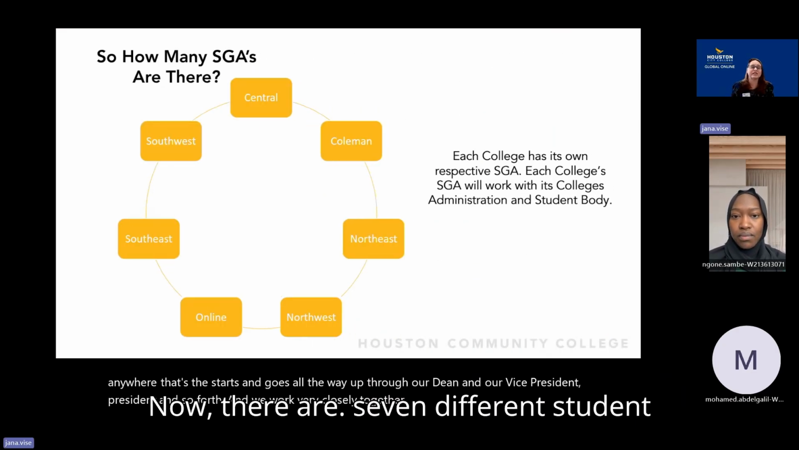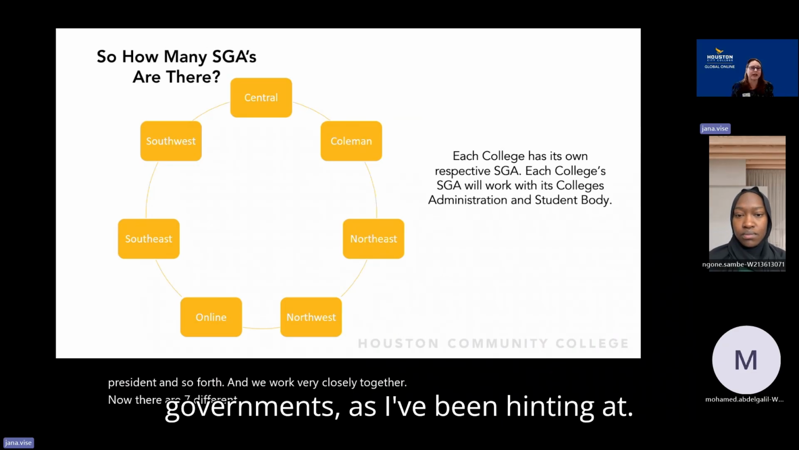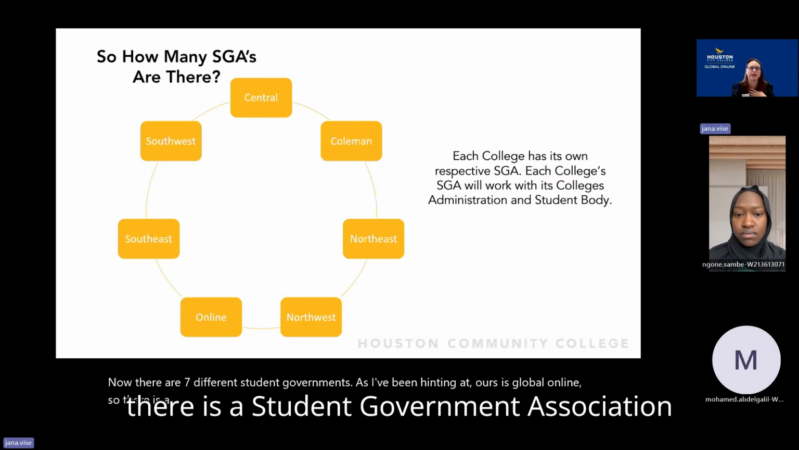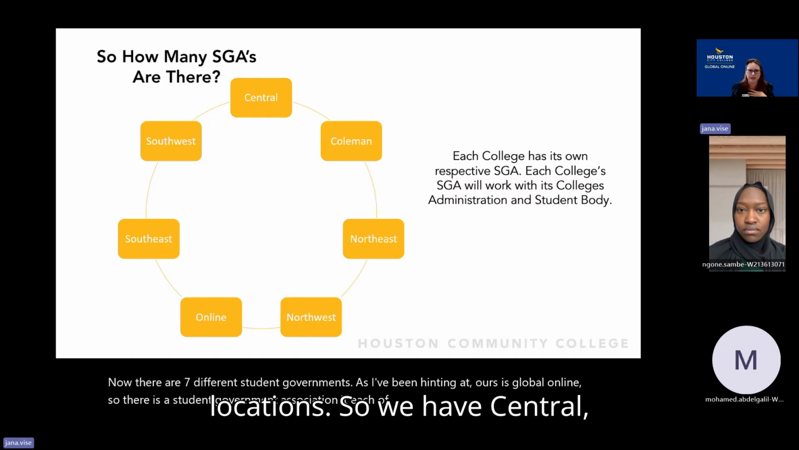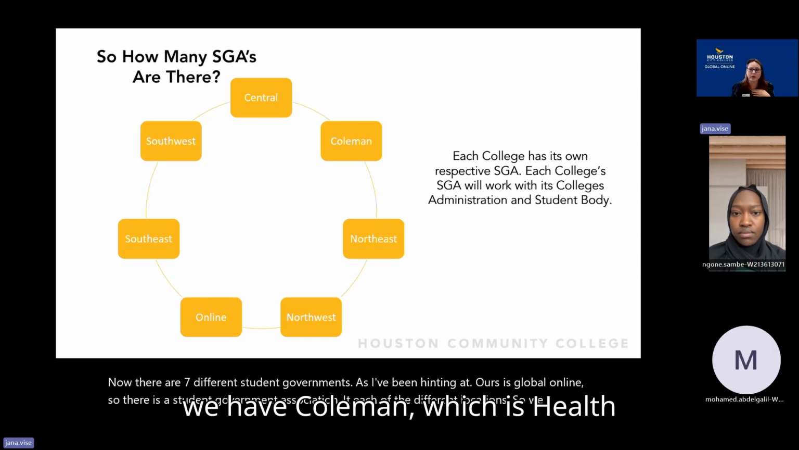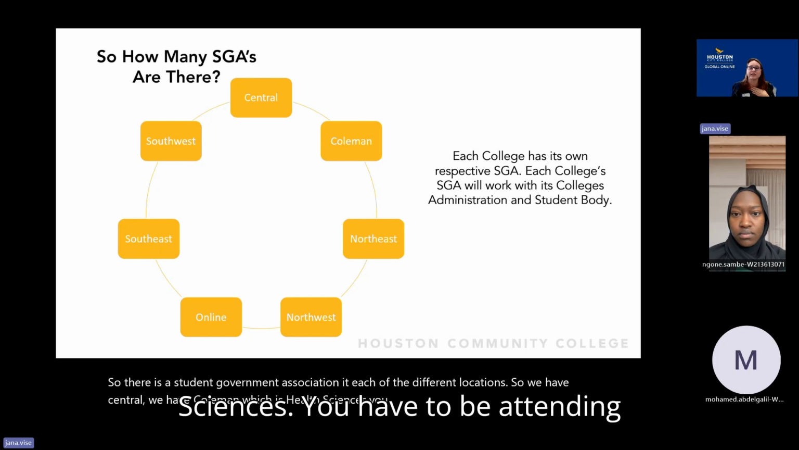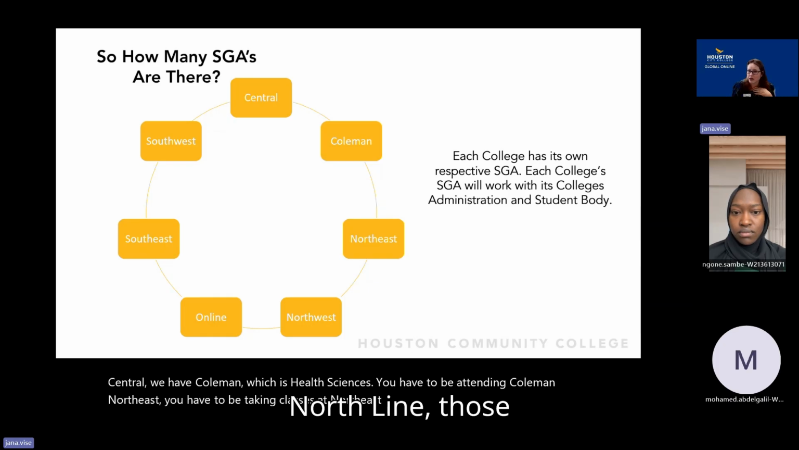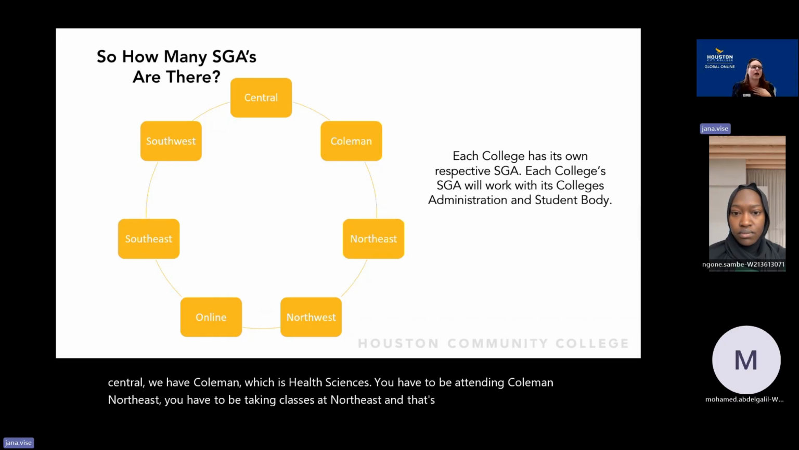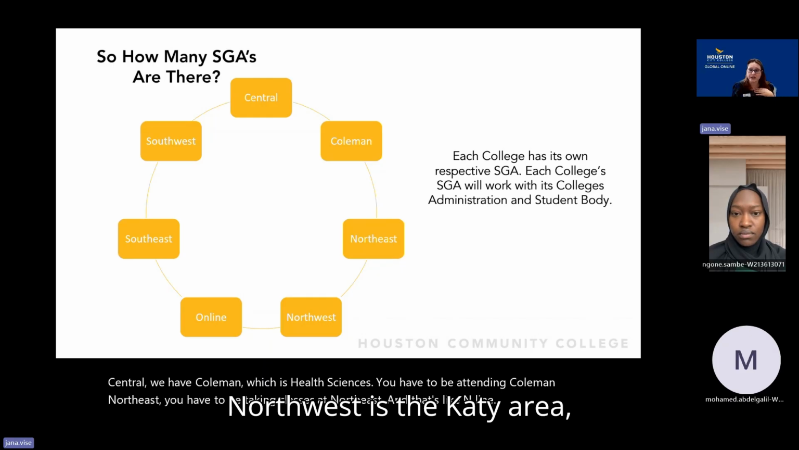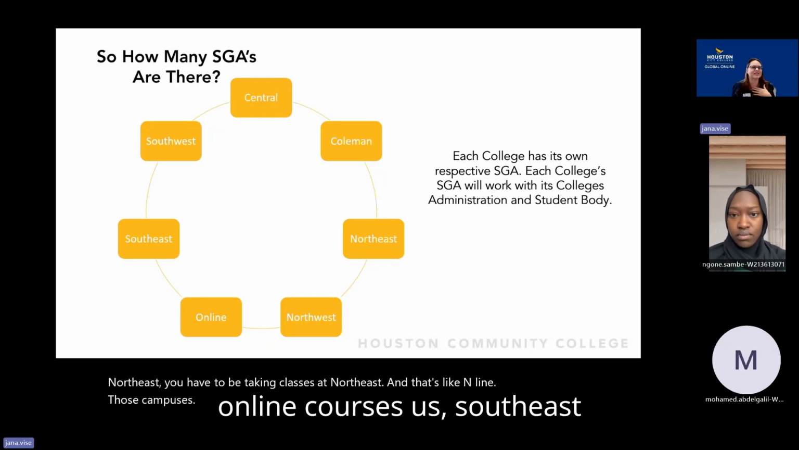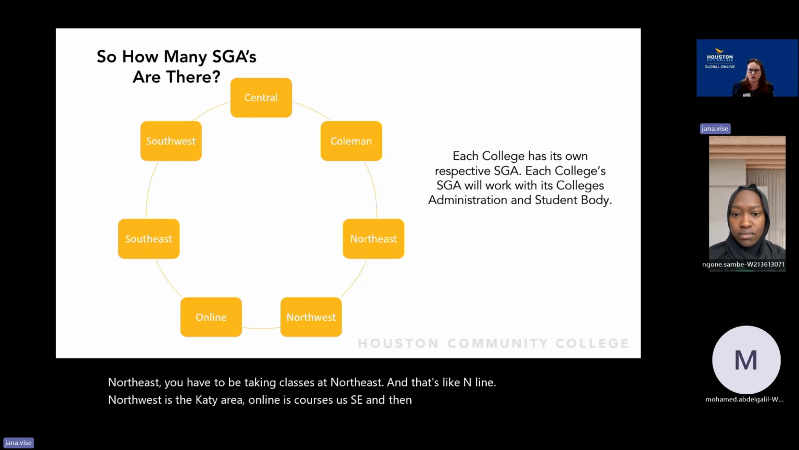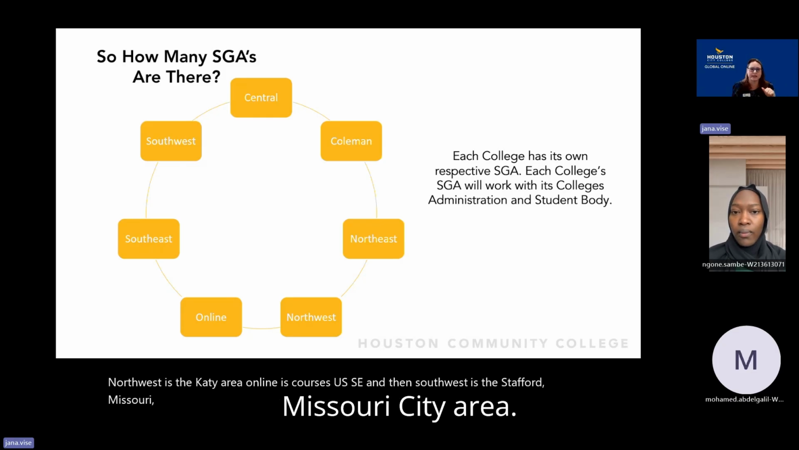Now, there are 7 different student governments, as I've been hinting at. Ours is Global Online. So there's a student government association at each of the different locations. We have Central, we have Coleman, which is health sciences. You have to be attending Coleman. Northeast, you have to be taking classes at Northeast, and that's like Northline, those campuses. Northwest is the Katy area. Online, of course, is us. Southeast, and then Southwest is the Stafford, Missouri City area.